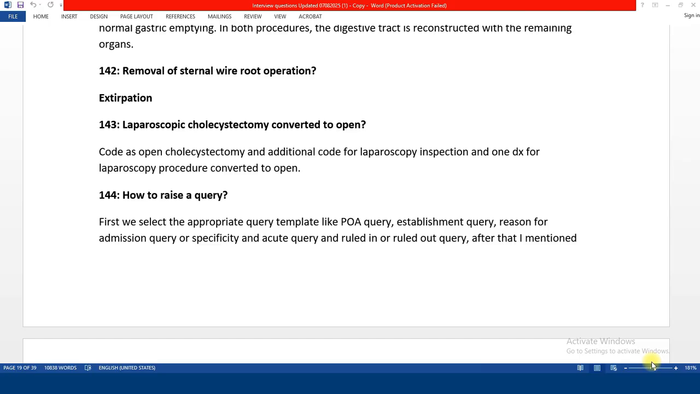How do we code laparoscopic cholecystectomy converted to open? We need to code it as open cholecystectomy, and we need to code for the laparoscopic approach. Also, based on ICD-10, we need to code for laparoscopic procedure converted to open.